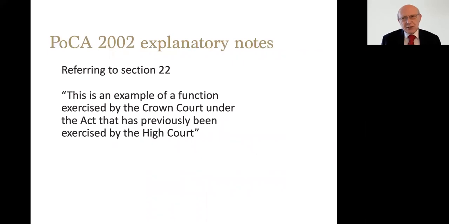And if we look at the explanatory notes to section 22 in PoCA, the explanatory note says, this is an example of a function exercised by the Crown Court under the new Act, under PoCA, that had previously been exercised by the High Court. So what they're saying is that the granting of the certificate by the High Court, the deciding of whether this was a case in which there could be a variation to the existing confiscation order, was done by the High Court previously. It's now done by the Crown Court. And in fact, it's done by the Crown Court at the same hearing at which a decision is made on the variation. So although there's now only one hearing, there is still a two-stage process within that hearing, and we mustn't forget that.